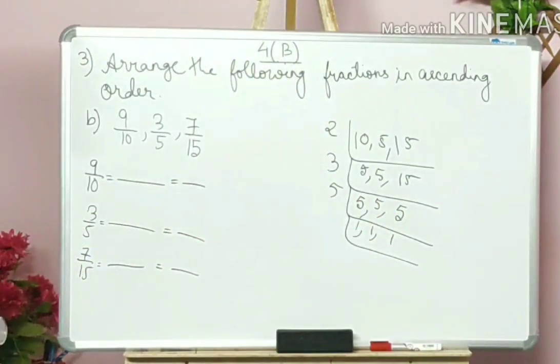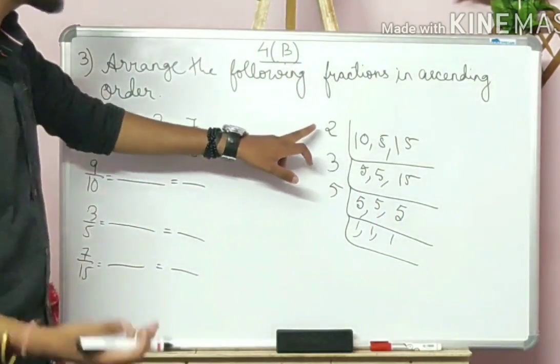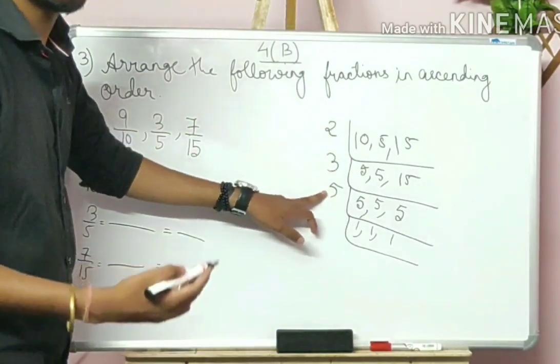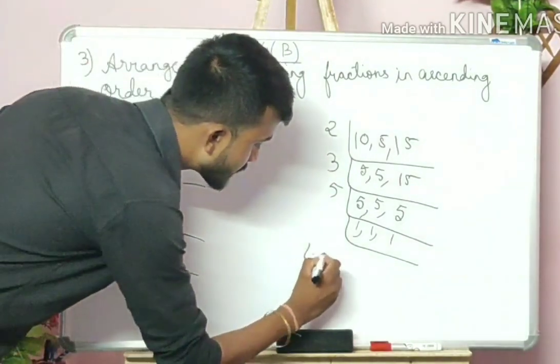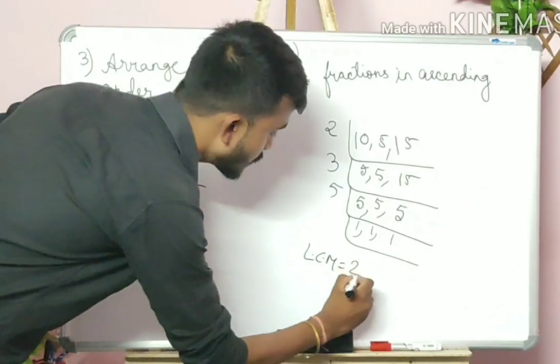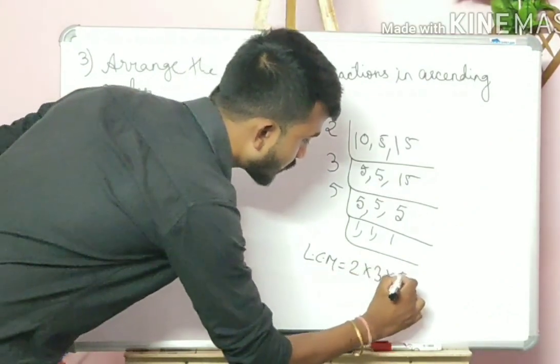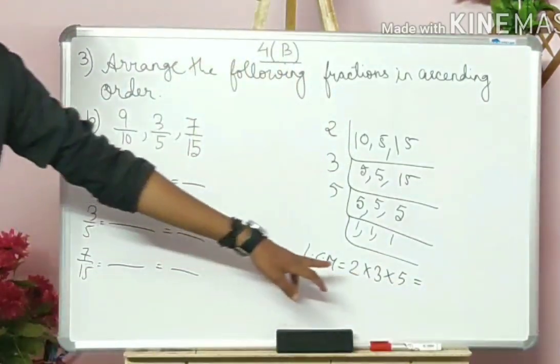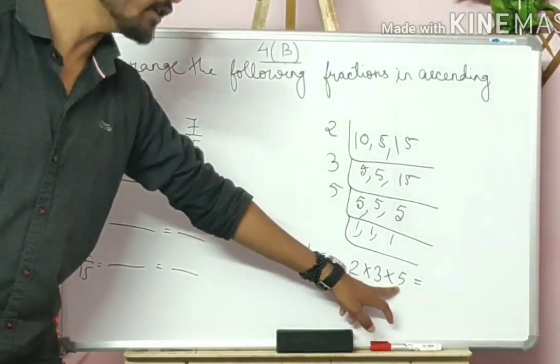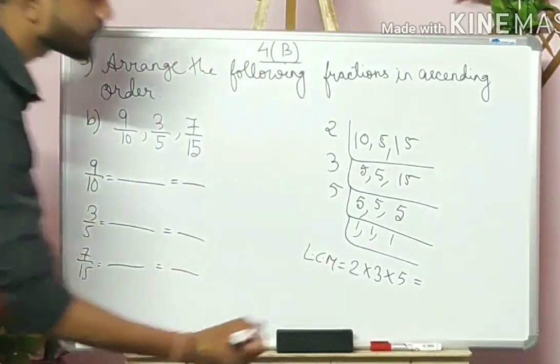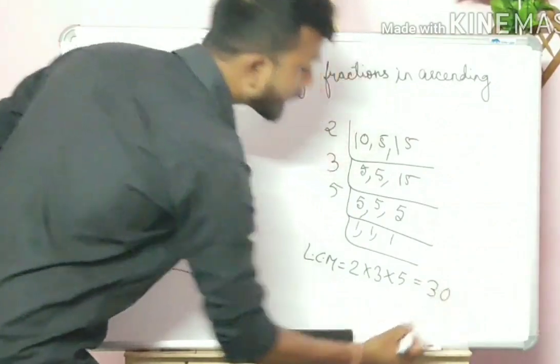Now what will we do? We will just find the LCM. So what was the process of LCM? 2 into 3 into 5. We have done this one. So you write, therefore, LCM is equal to 2 into 3 into 5. So you see how much you will get? 2 threes are 6, and 6 fives are 30. That means 30 is the LCM. So we have got 30 as the LCM.